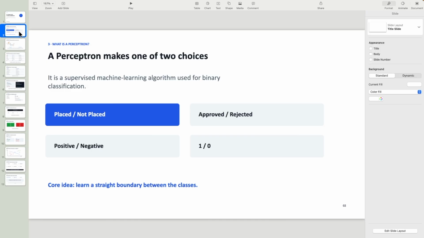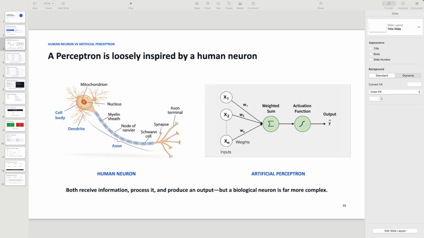A perceptron learns a straight line decision boundary that separates one class from another. A perceptron is loosely inspired by the human neuron. Both receive information, process it, and produce an output. But biological neurons are far more complex.